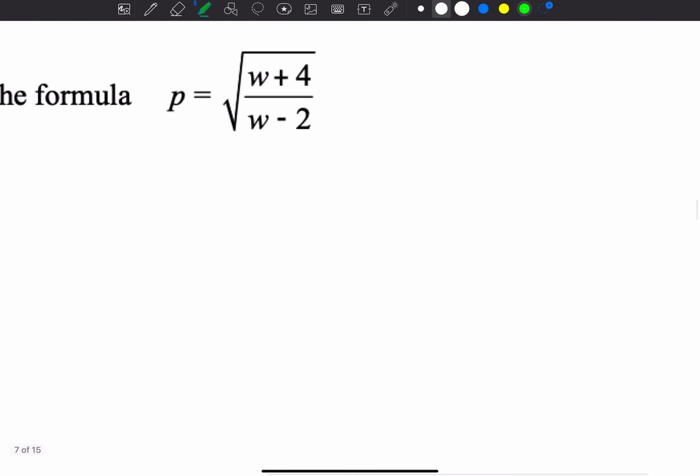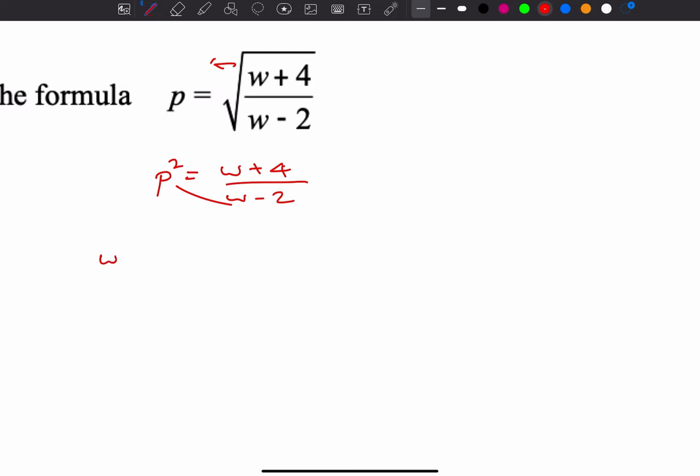Next. There is a square root on here, so you take it out and then put it on the other side, which is squared. p squared equals (w plus 4) over (w minus 2). Just multiply it. wp squared minus 2p squared equals w plus 4.